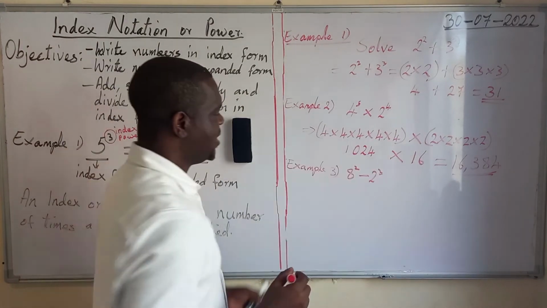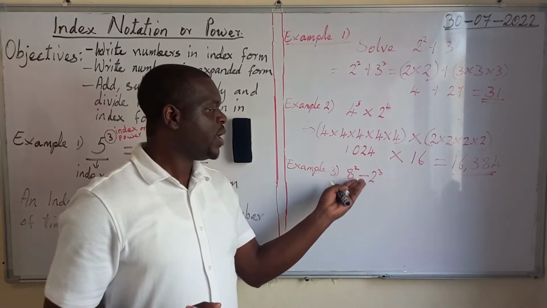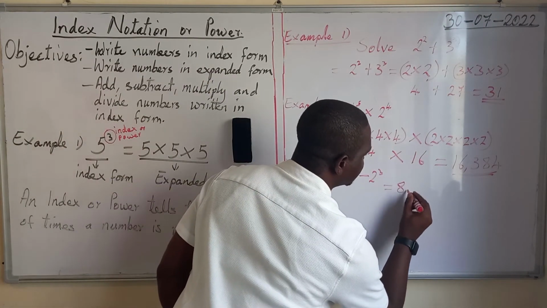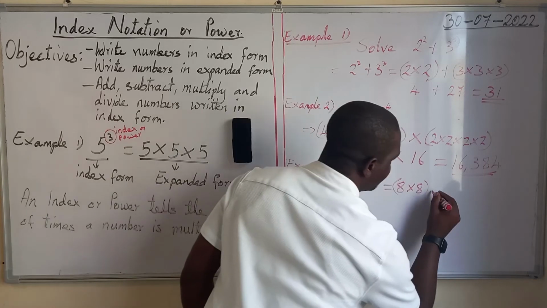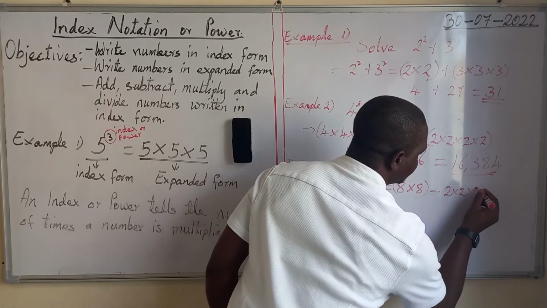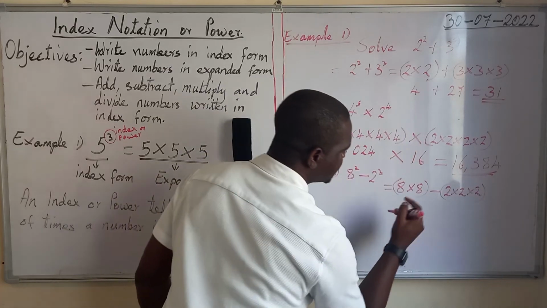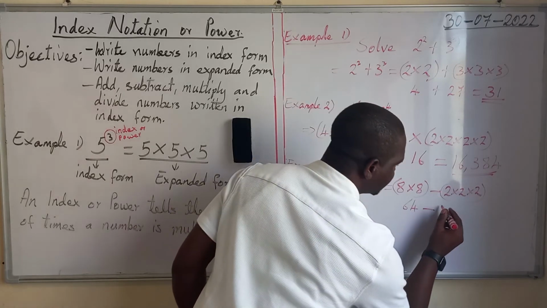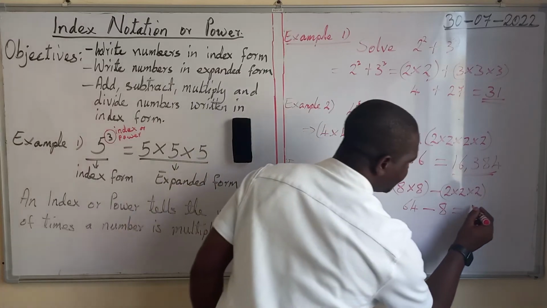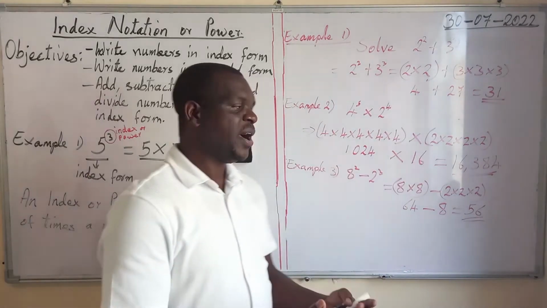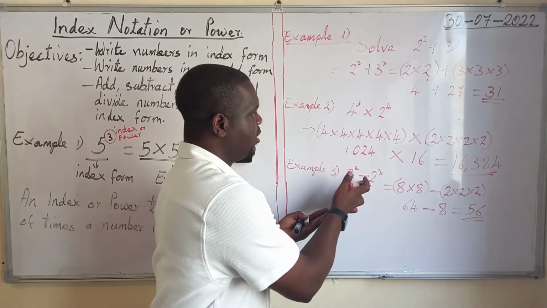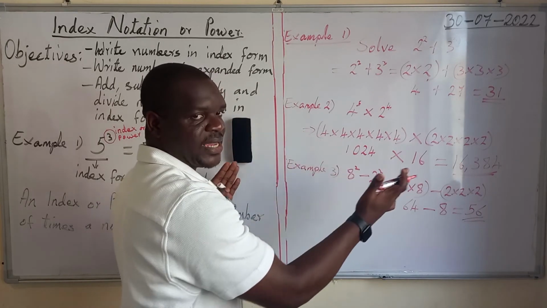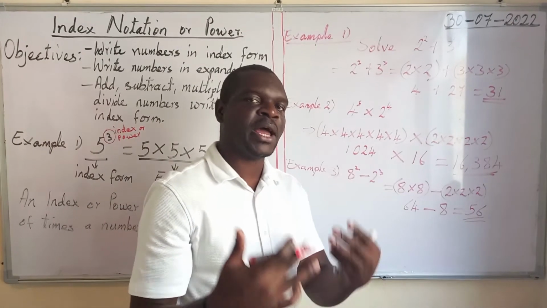The next example, example 3, says 8 square minus 2 cube. We expand. This is equal to 8 square, 8 times 8, bracket, minus 2 times 2 times 2. That is 2 cube. 8 times 8 is 64 minus 2 times 2, 4. 4 times 2, 8. 64 minus 8 will give 56. If you have a problem that you are supposed to subtract or multiply or add, the first thing is expand each side and then add or multiply or subtract.